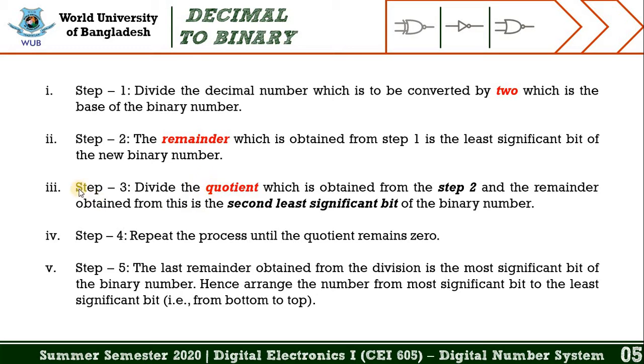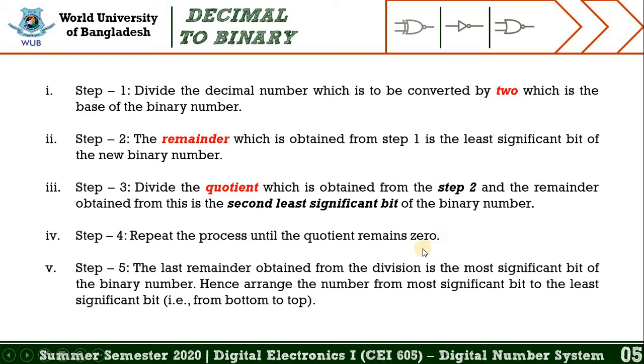From this slide, we may learn how to convert the decimal number into the equivalent binary number. So let's start with step number 1. Divide the decimal number which is to be converted by 2, which is the base of the binary number. Next step, the remainder obtained from step number 1 is the least significant bit of the new binary number. Next step, divide the quotient obtained from step number 2, and the remainder obtained from this is the second least significant bit of the binary number.